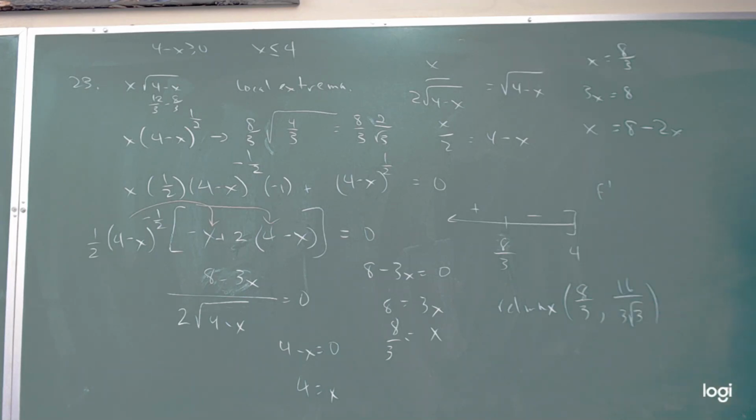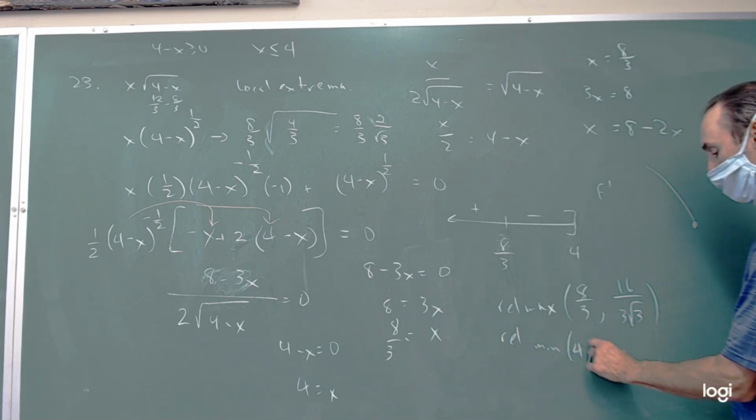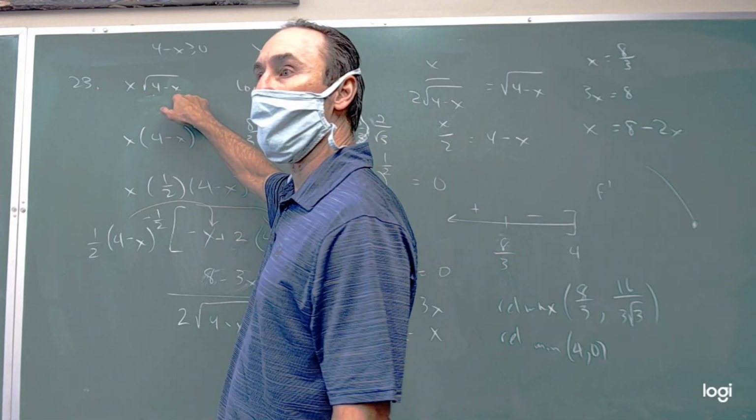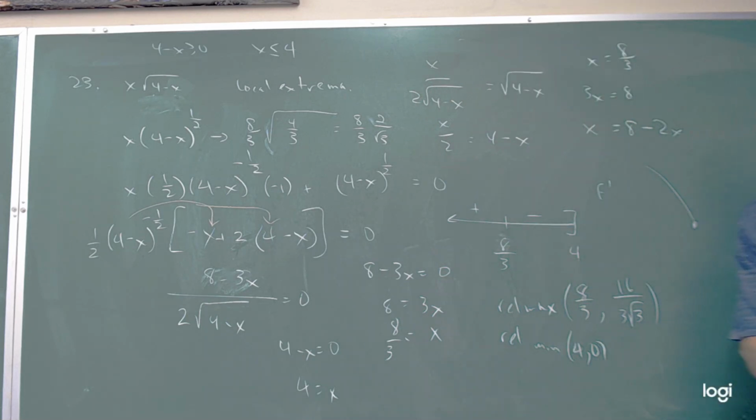Now, if the function is decreasing to that endpoint at 4, that's going to make 4 a relative min. So we're going to get a relative min at 4, and we plug in 4. 4 minus 4 is 0, square root of 0 is 0, 0 times anything is 0. It's going to make that be the point 4, 0.